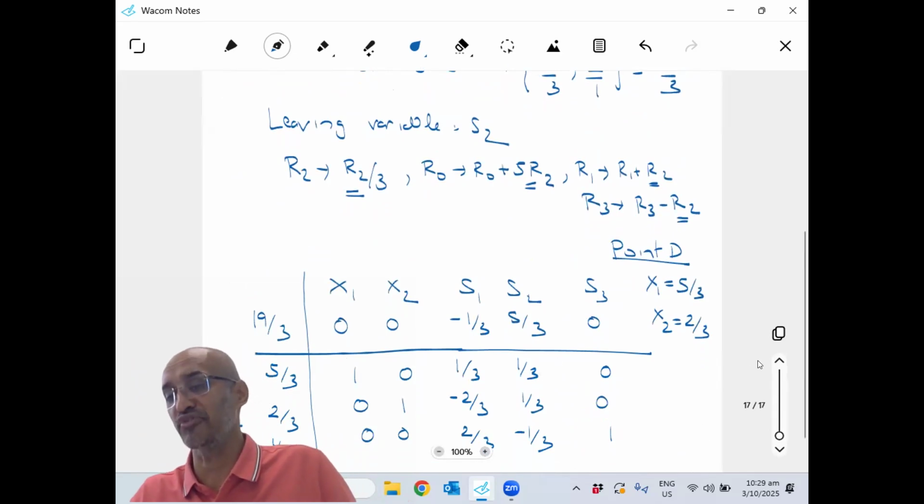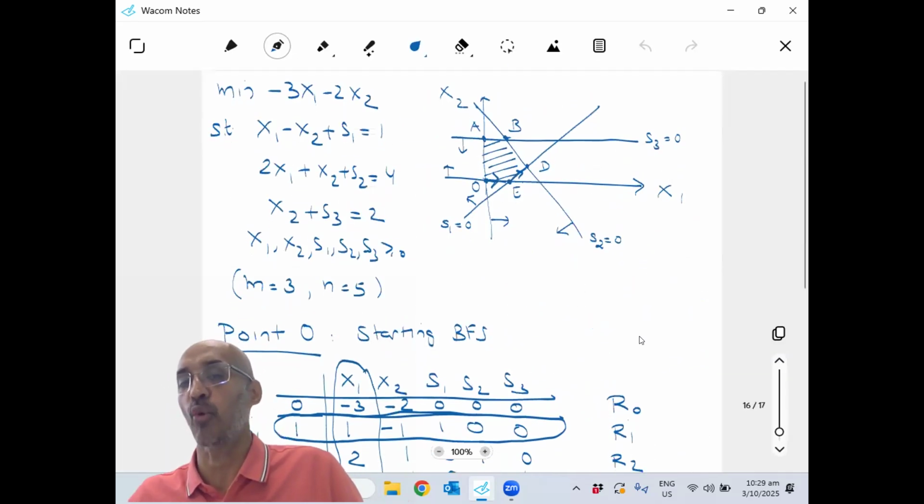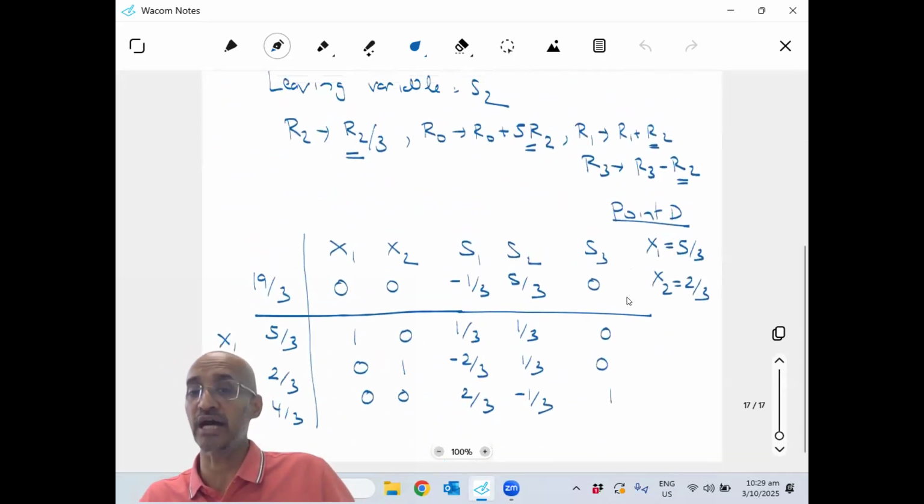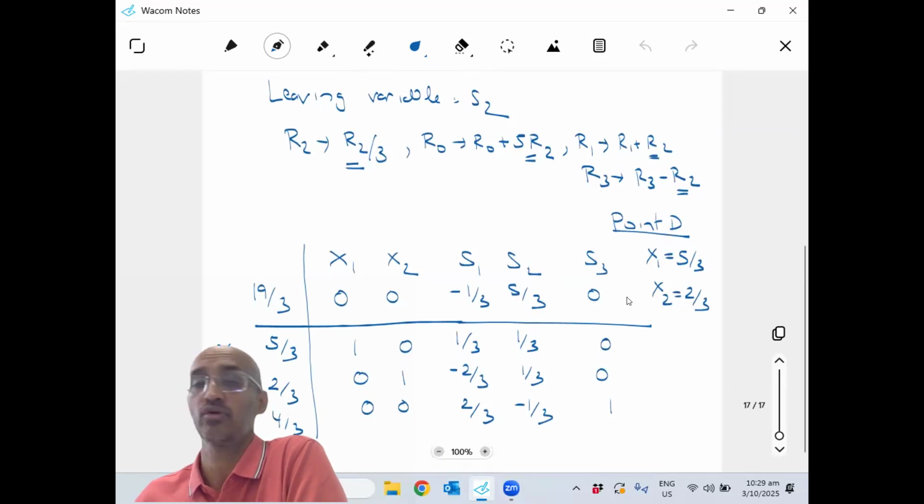The problem, of course, is I can't quickly go from here. I don't know what the optimal BFS is. So I'm going along the corners till I converge. So we are still not done because we still have a negative reduced cost. So we'll have to continue.